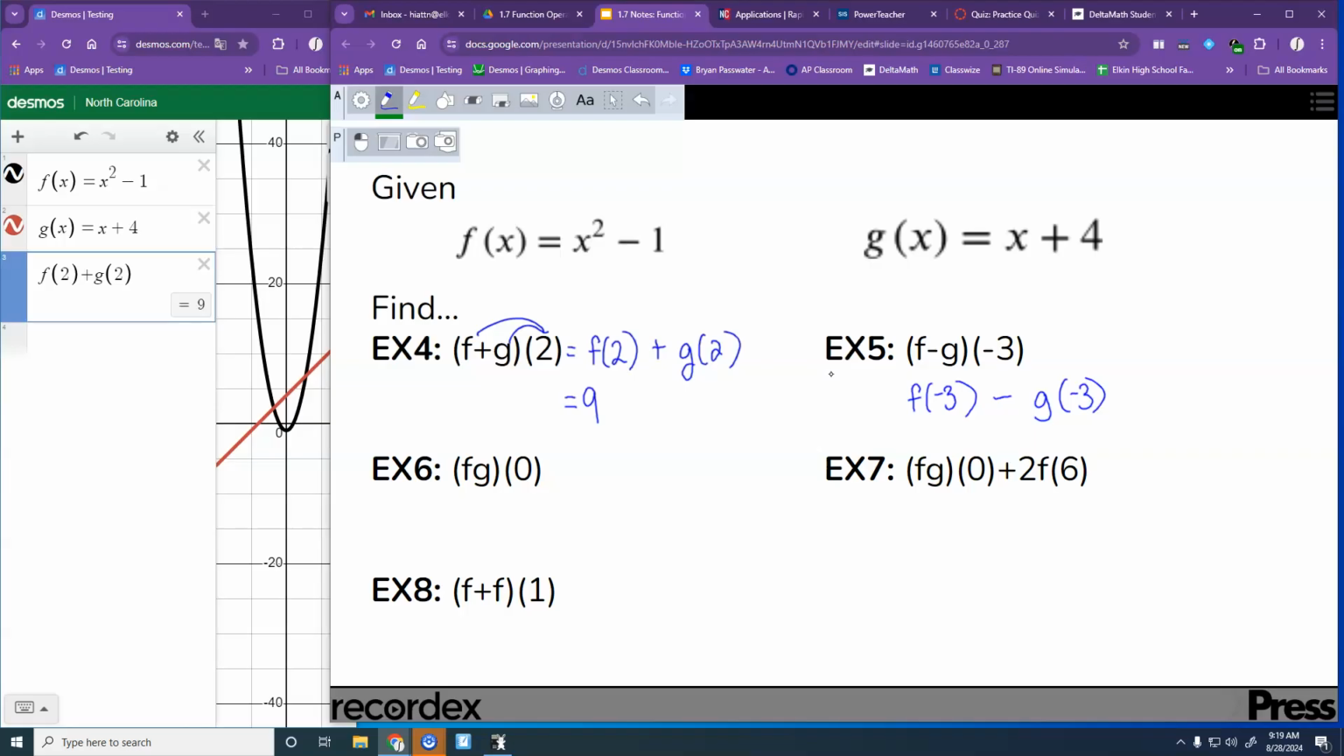So you're basically just splitting them apart. Both of them get the negative 3. Does that make sense? So if we type that in, f of negative 3 minus g of negative 3, we get 7. That is our answer there.